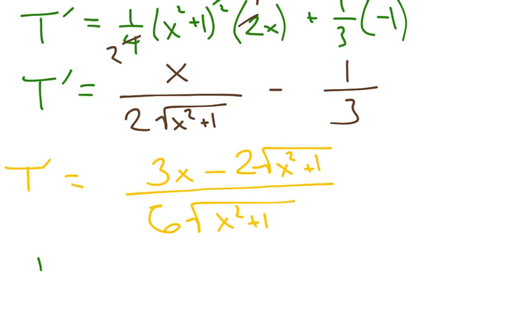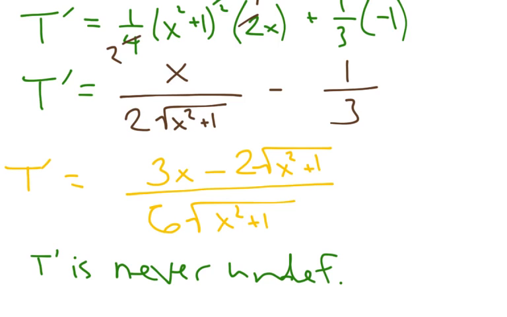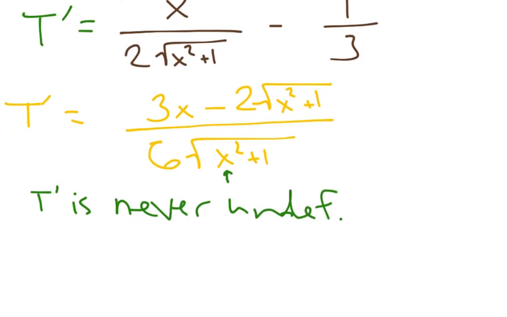Now, t prime is never undefined. Never undefined, because what we're dealing with here is x squared, which is always going to be non-negative, could be 0, but when we add 1, that's always going to be positive, and so we don't have any division by 0 because of that, because this is always positive, and the root of a positive is still positive, and so our denominator is never going to be 0, so we don't have to worry about any places where the derivative is going to be undefined.